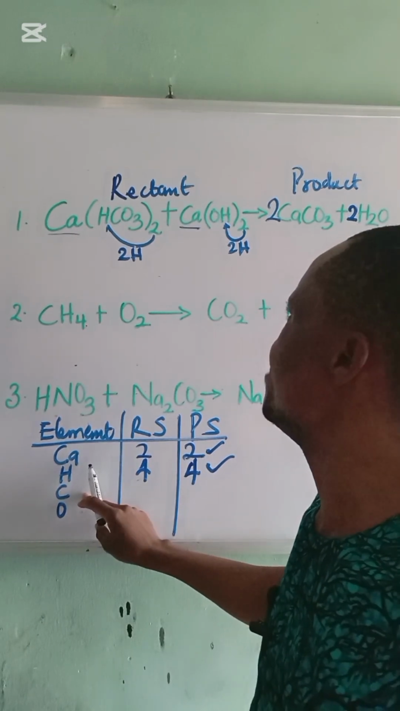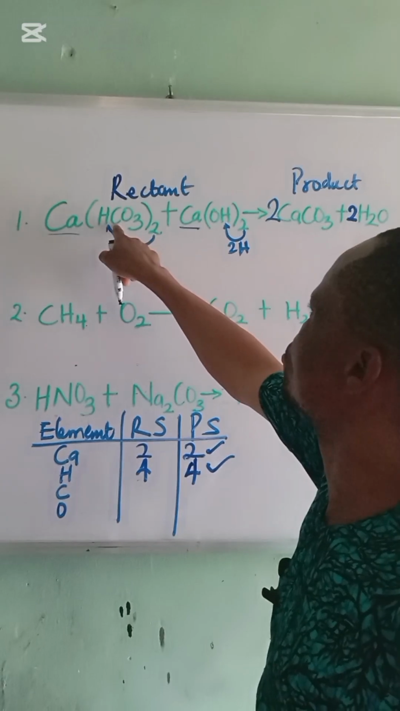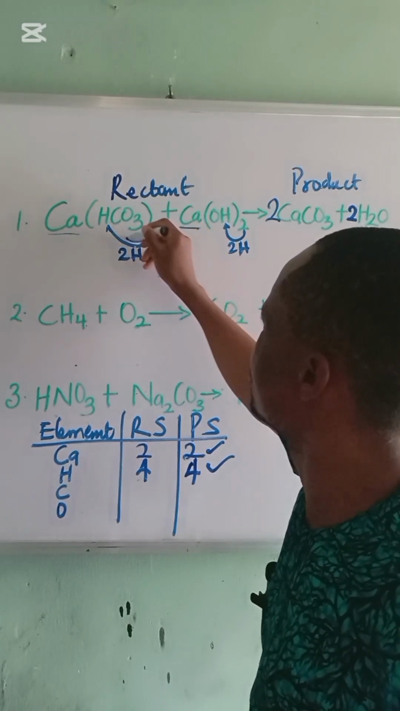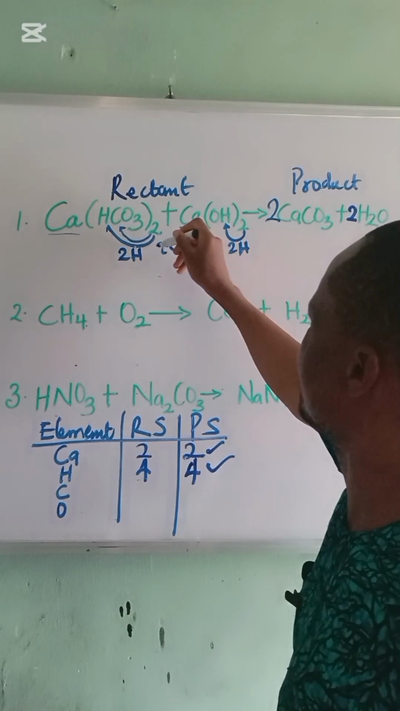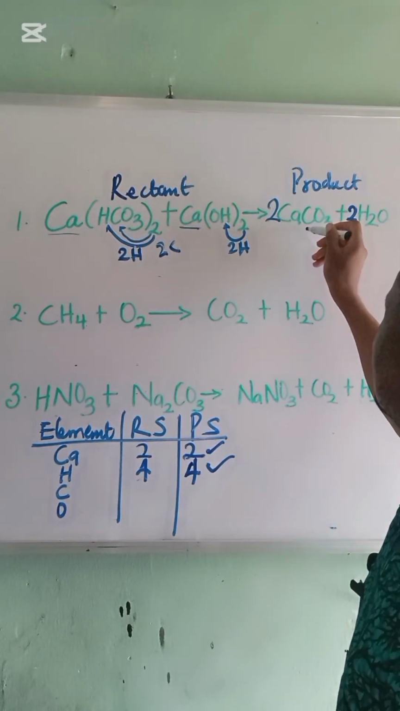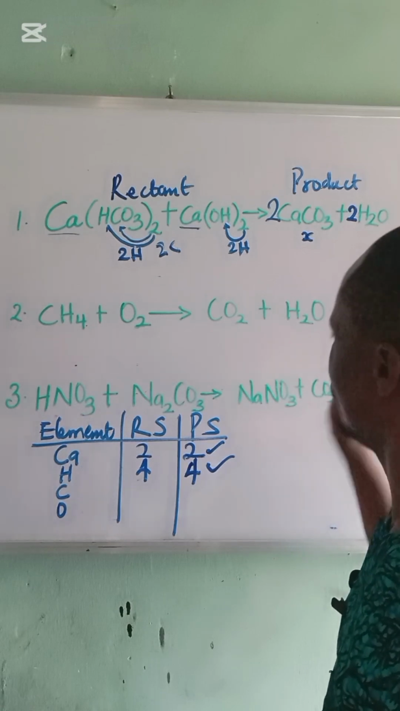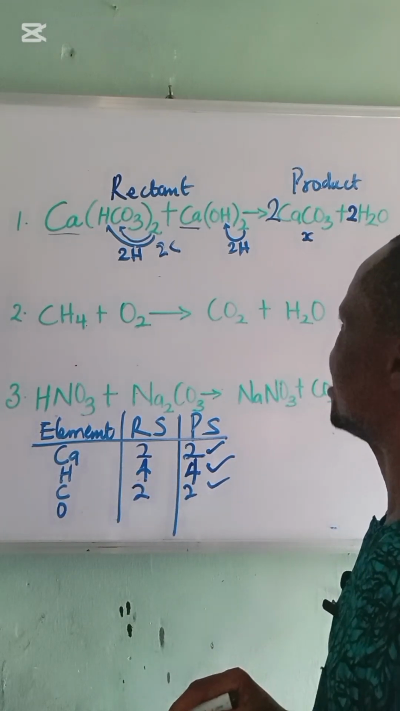So let's take the third element. The third element is carbon. So carbon is 2 here. So if you take this here, is 2 carbon. There's no other carbon here. So let's check here. Carbon is also 2. There is 2 carbon here. So carbon is balanced. 2, 2 is balanced, right?